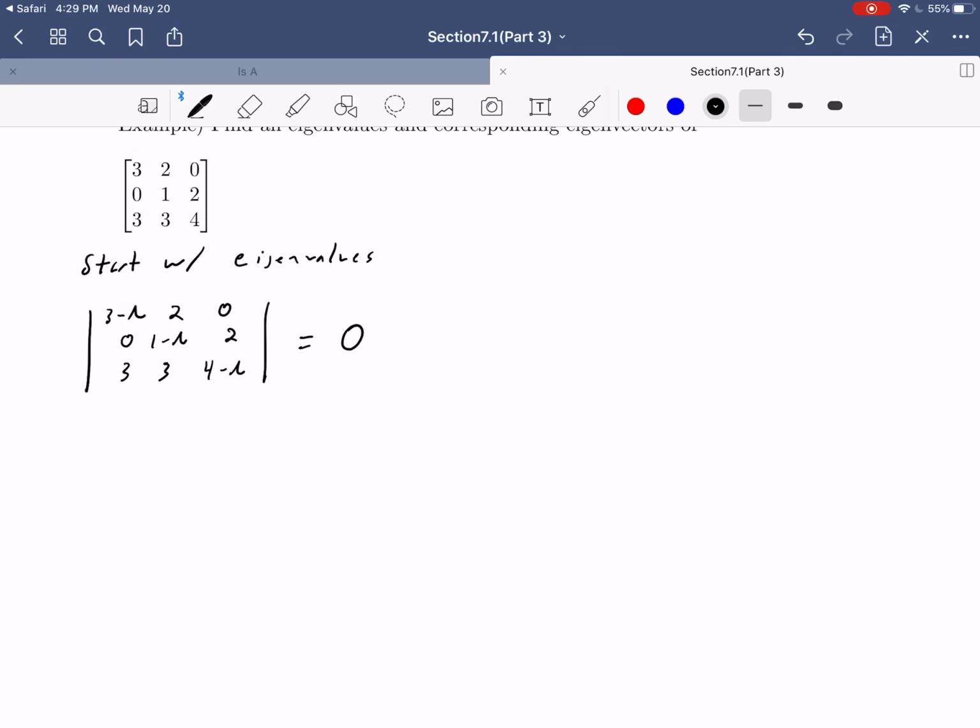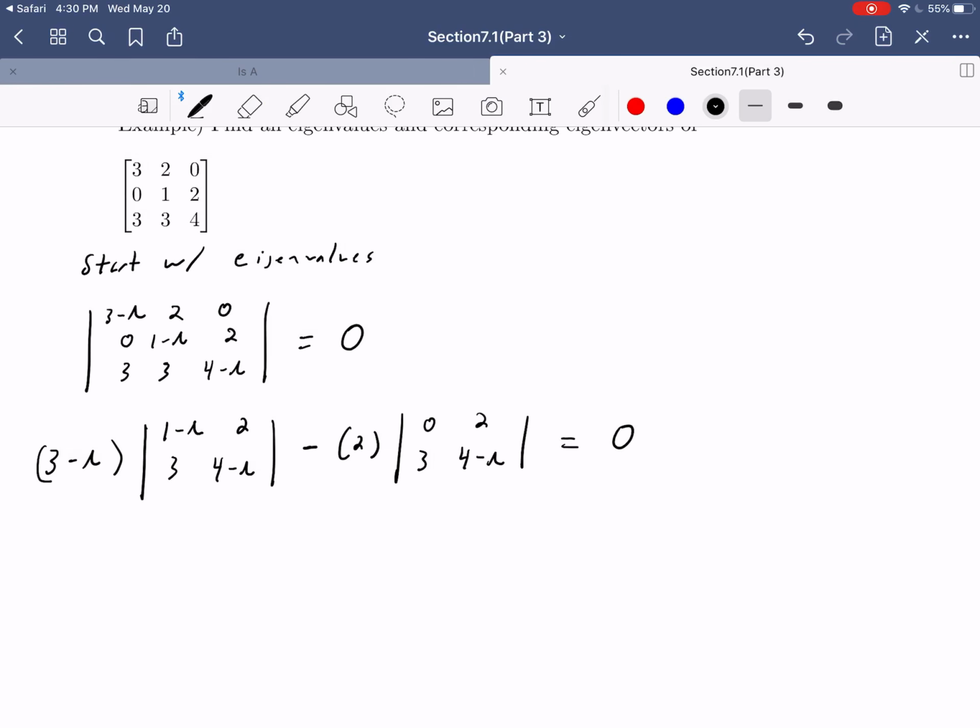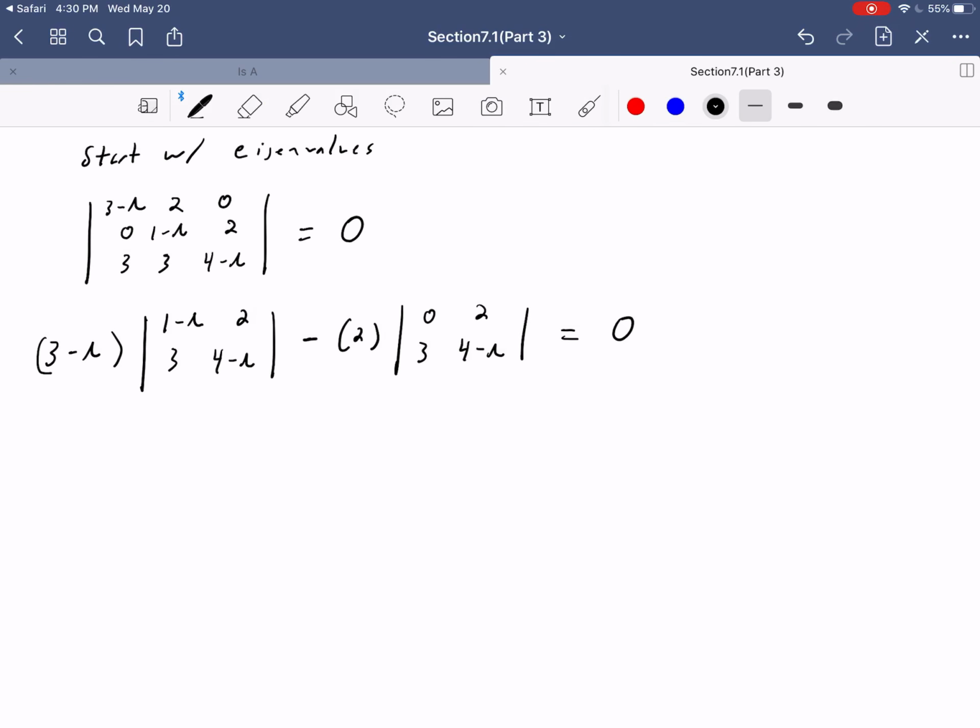I'll go ahead and use row 1, so we have 3 minus lambda, times the resulting determinant from 1 minus lambda, 2, 3, 4 minus lambda. And then this entry, of course, is in the 1, 2 position, so it's going to have a negative coefficient, so negative 2, and then the determinant resulting after we remove that. So it looks like we should have 0, 2, 3, 4 minus lambda. And that's got to be equal to 0. So let's go ahead and get those then.